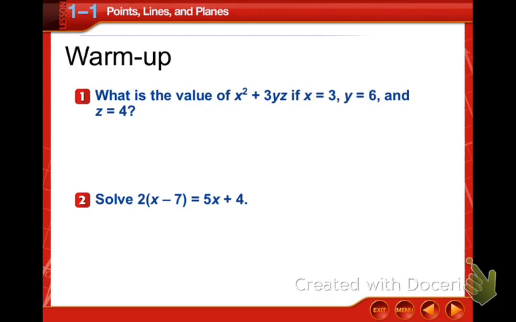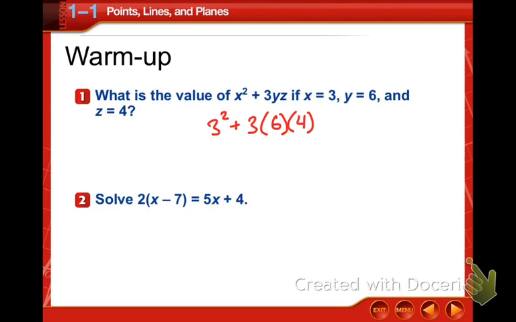This is the first day of notes that we did on the first week of school. So here's our warm-up. First one here, we have x squared plus 3yz, and we know that x is 3, y is 6, and z is 4. So we are going to go ahead and plug in the numbers we know that the variables are equal to. So x squared, x is 3, so it's 3 squared plus 3 times y, which is 6, times z, which is 4.